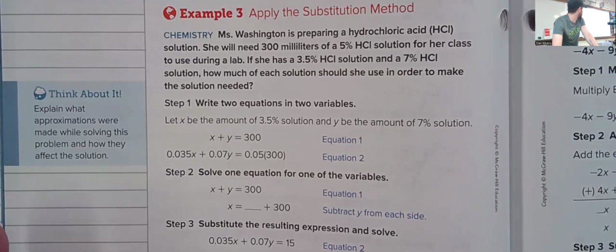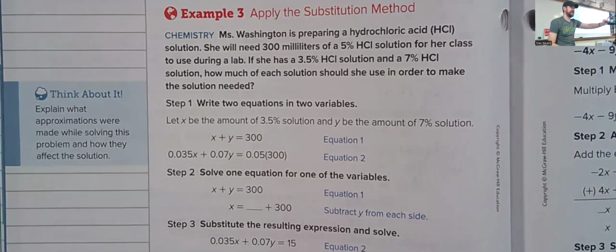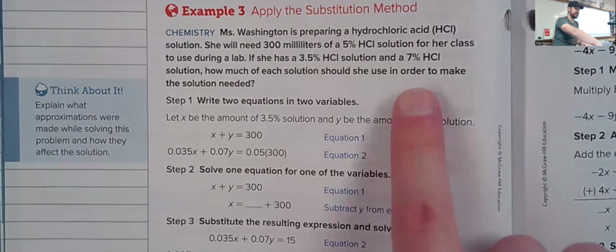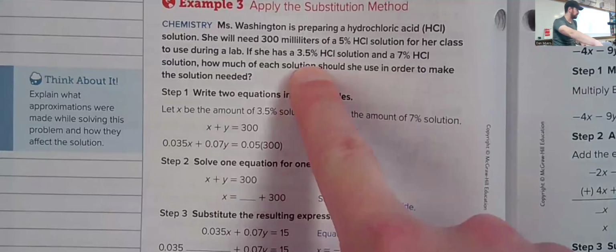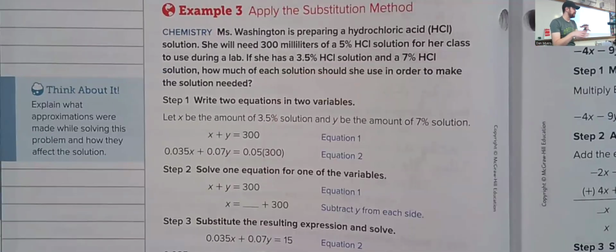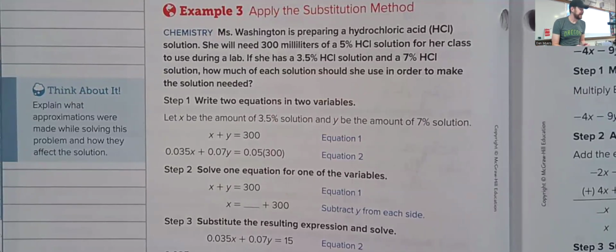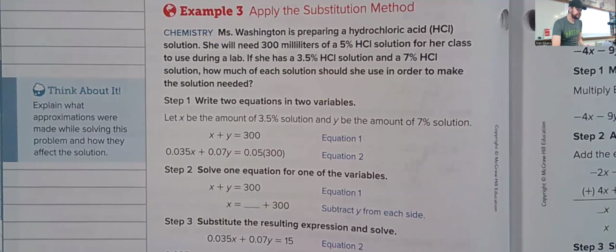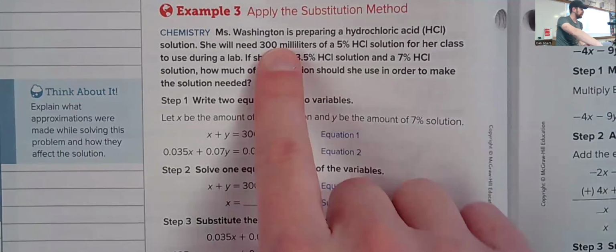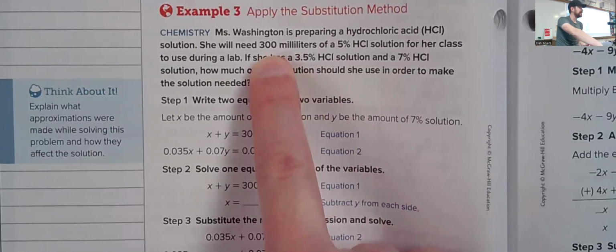solution needed? So basically, she doesn't have the 5% that she needs, but she has two separate ones, one that is more concentrated at 7%, one that is less concentrated at 3.5. And if you get the right mixture of those two, you can create a 5% mixture. So we're going to have to figure out how much we need. So total amount of solution, how much does she need total? What's the volume that she needs?